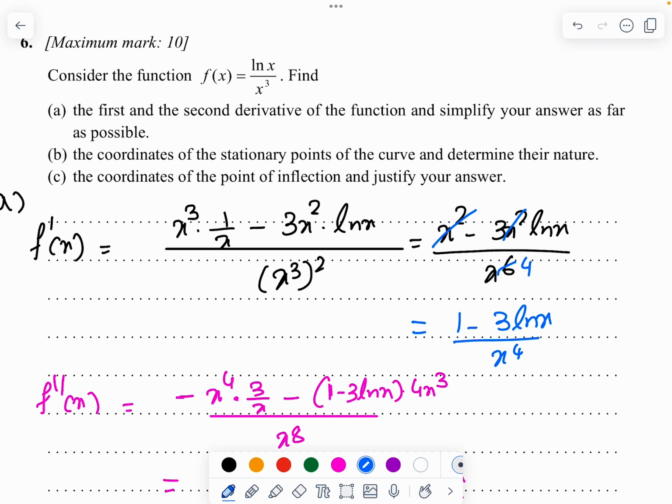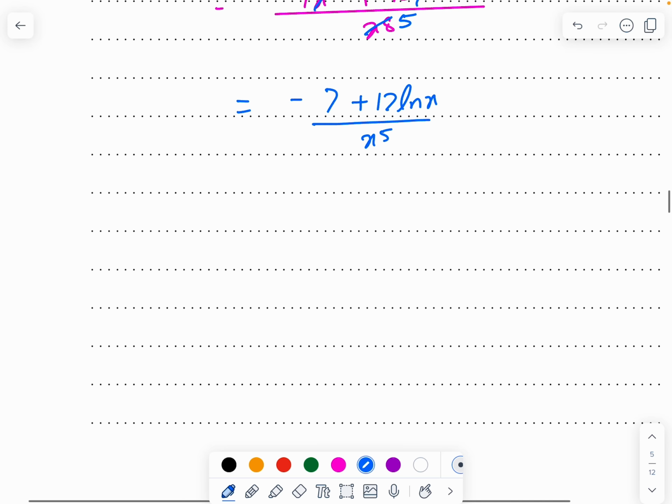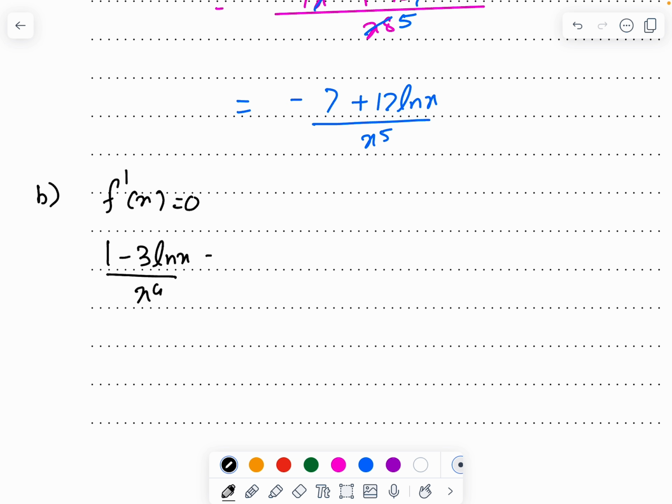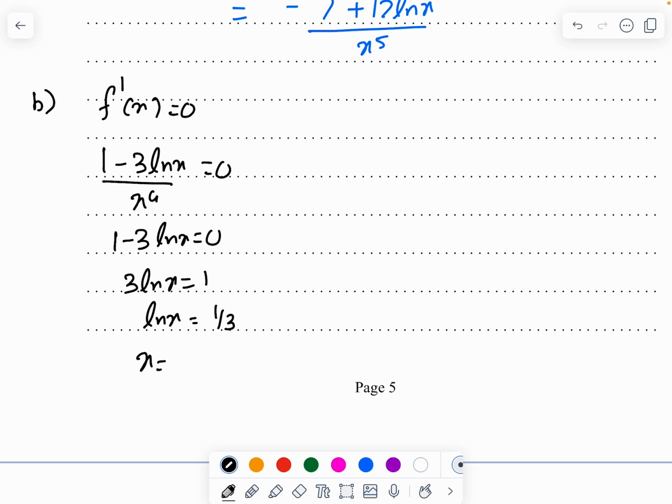Then the coordinates of the stationary point of the curve, and determine their nature. For finding the coordinates of the stationary point, f prime x should be equal to 0. So what was f prime x? 1 minus 3 ln x upon x power 4 should be equal to 0. 1 minus 3 ln x equals 0, so 3 ln x equals 1, ln x equals 1 upon 3. So x equals e power 1 upon 3.